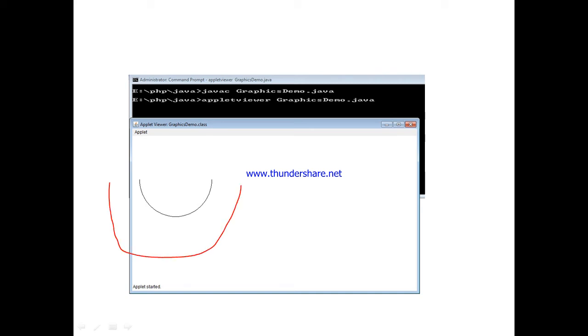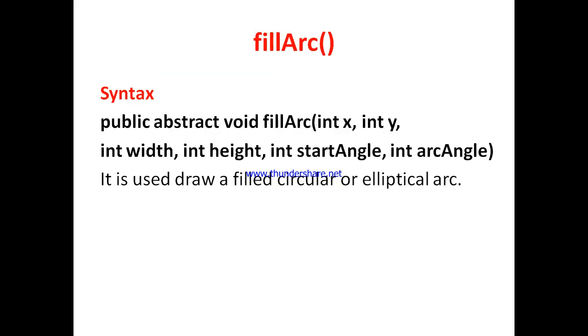Now, the next method is fillArc. The fillArc method is used to draw a circular or elliptical arc, but it is filled with the current graphics color. By default, the current graphics color is black. The remaining parameters and information are the same as drawArc, but the difference is that it draws a filled arc. Now, let us see the example.